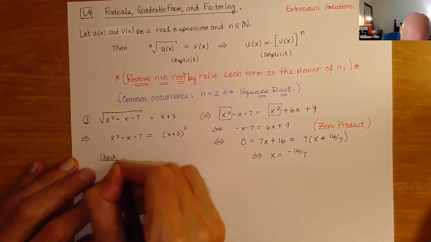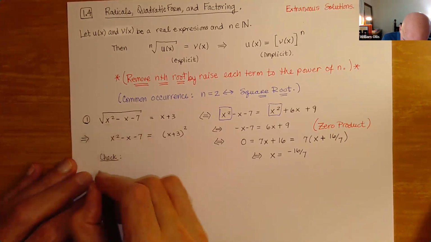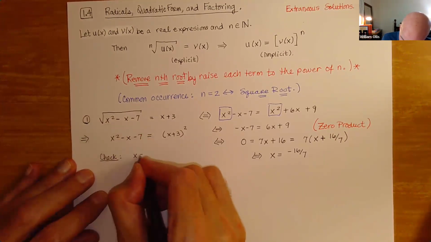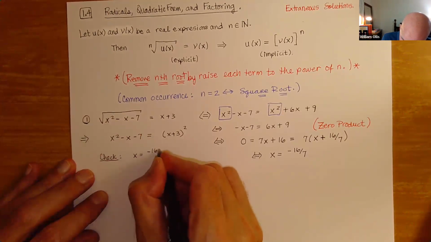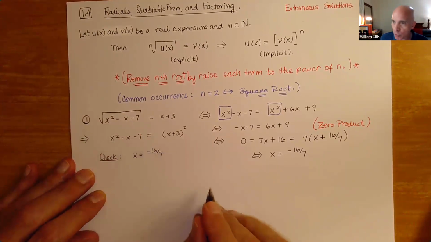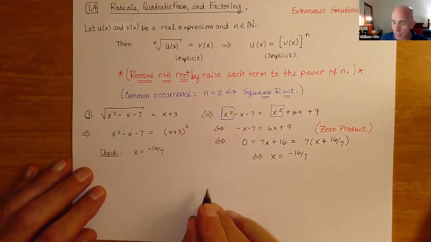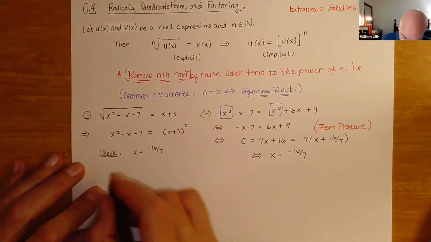Now, don't worry about writing the radical. Let's just do the x squared. So we're going to say x equals negative 16 over 7. In some cases, it's a little bit longer. Most cases, it's really quick. So this one's just a good practice with some fractions.